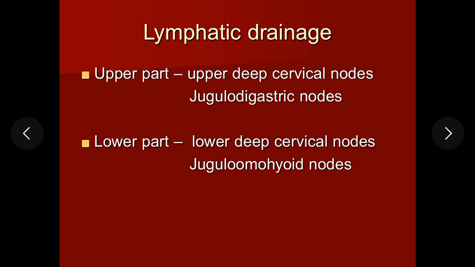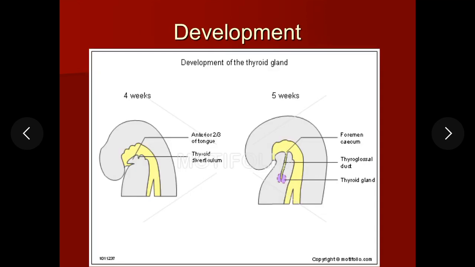So the normal lymphatic drainage: the upper part mainly goes to the upper deep cervical nodes, that is the jugulodigastric, and the lower part into the jugulo-omohyoid nodes. So with that, we finish the lymphatic drainage. Now we come to the last part, development. This development of the thyroid gland is really important.